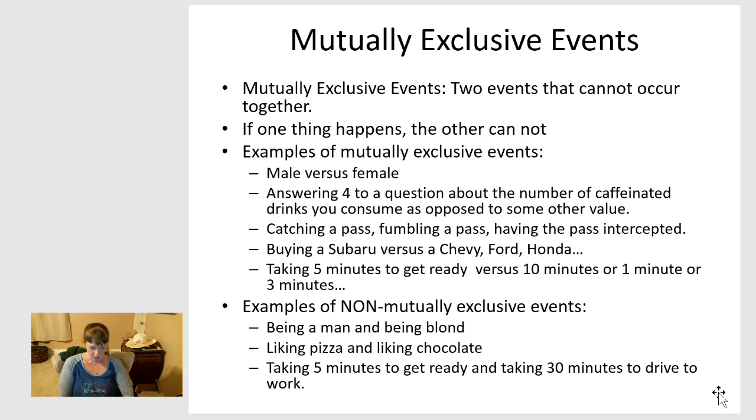Or how about this? One that's a little less controversial. If you answer 4 to a question, when I say to you, how many caffeinated beverages did you drink today? That mutually excludes you also telling me 5. Telling me 4 mutually excludes any other possible numerical answer. Or let's come up with a different one. Let's say I ask, what color car do you drive? And you say green. And I say, is your whole car green? And you say, yep, my whole car is green. Well, then that mutually excludes the answer of red.